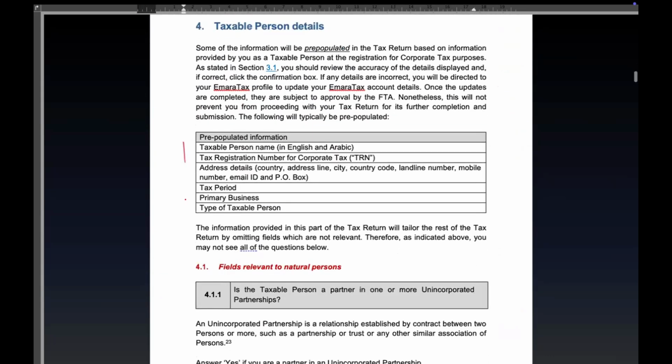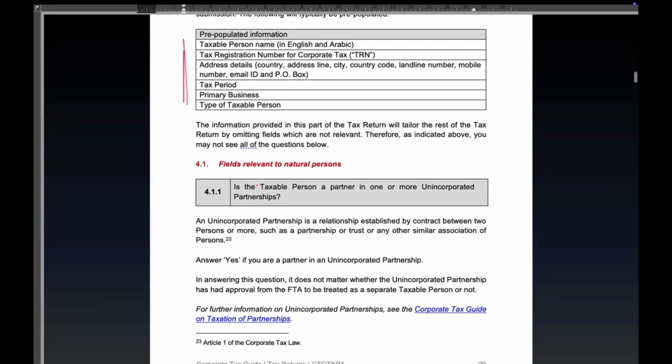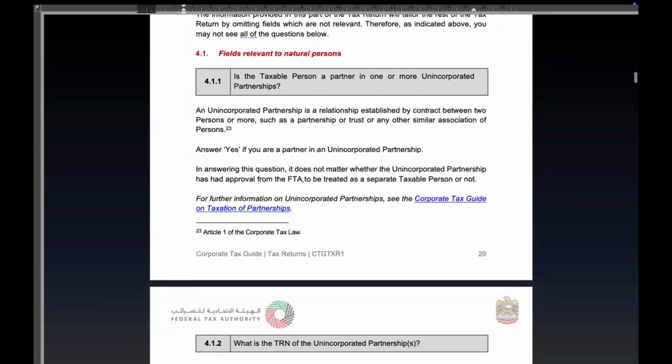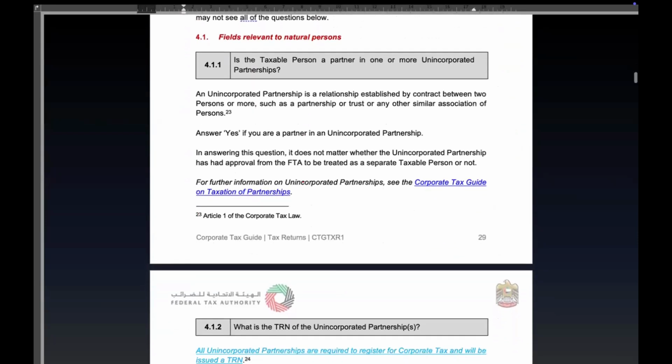This is the taxable person detail. It will be auto-populated. Field relevant to natural person. Whenever you are putting the total income of the natural person, keep in mind you need to mention income from the sale proceeds of the assets as well. Whenever we are applying the threshold for the minimum criteria, we should not consider the income from the unincorporated partnership.